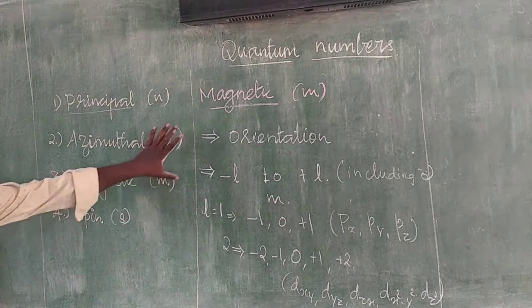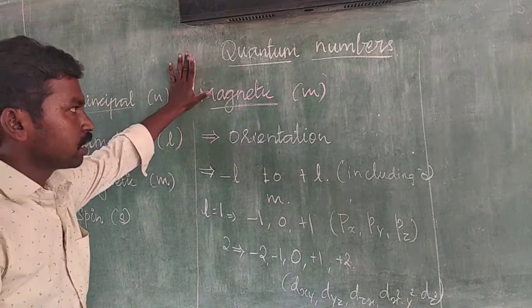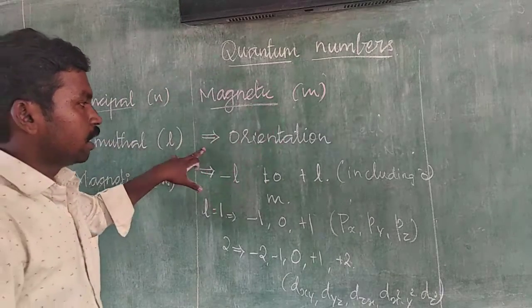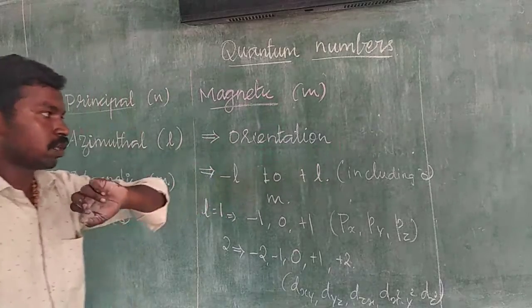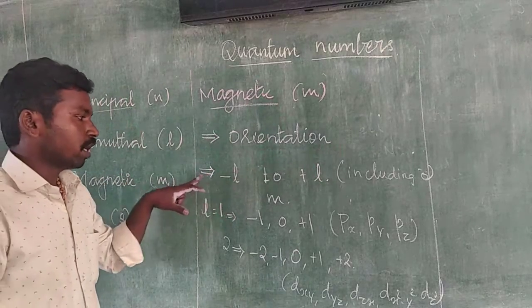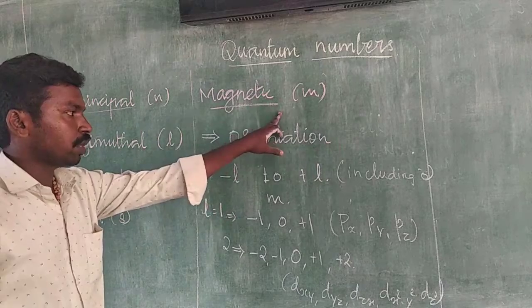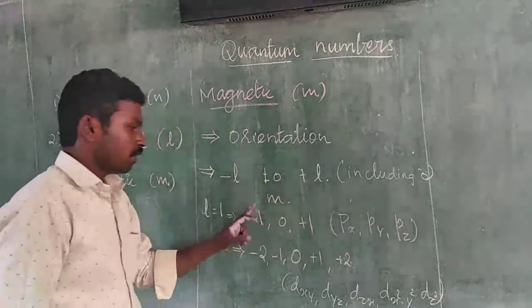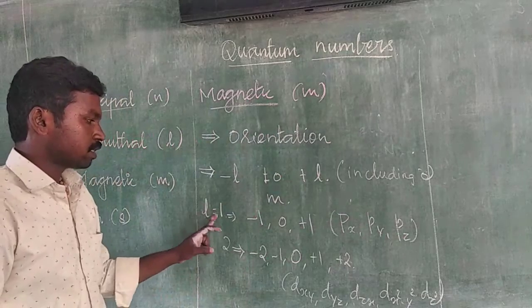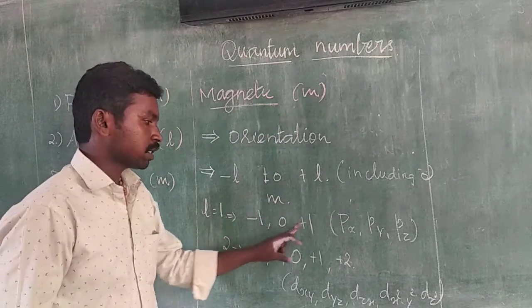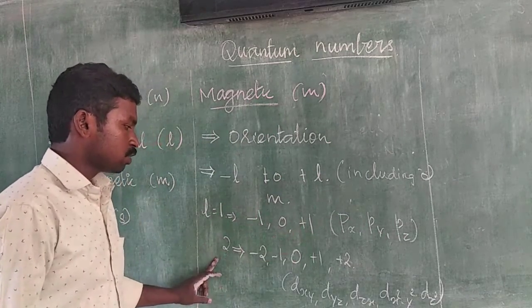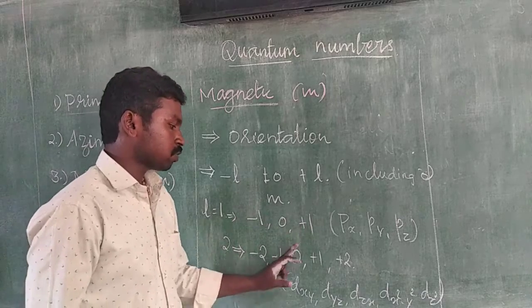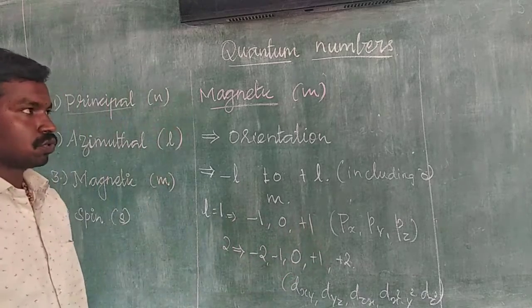So the information we have got: the first one, it is denoted by the symbol m and it is mainly used for representing the orientation of orbitals. For a given value of l, m ranges from minus l to plus l including 0. Some examples I have shown you. When l is equal to 1, m will be minus 1, 0, plus 1. When l is equal to 2, m will be minus 2, minus 1, 0, plus 1, plus 2.